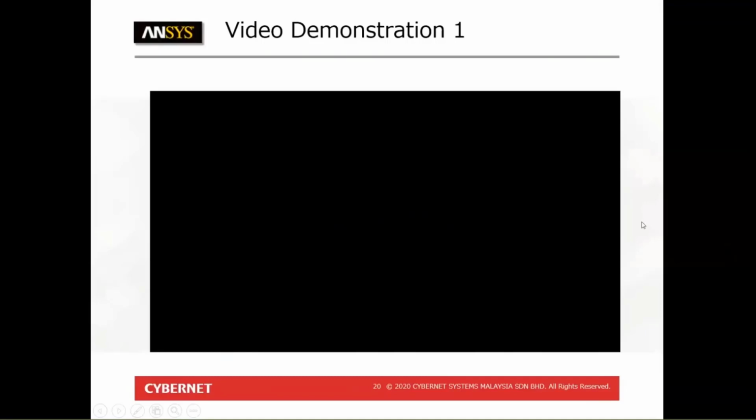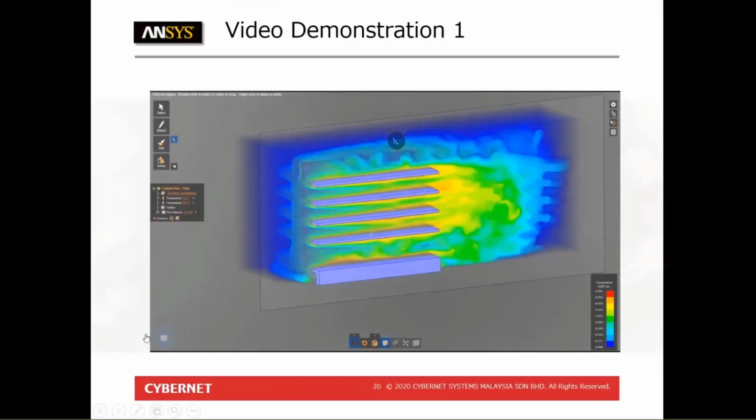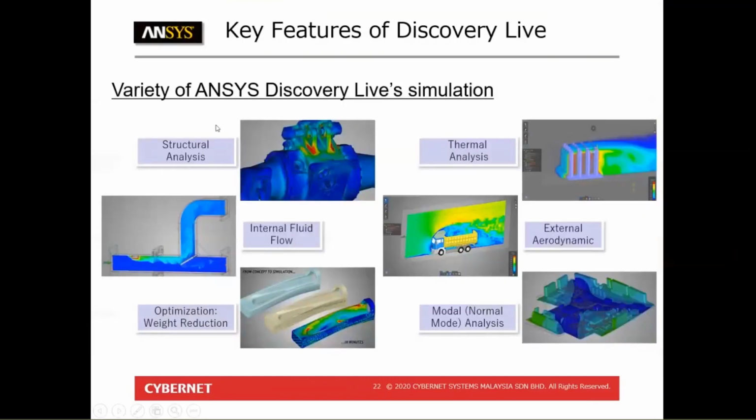So that was a little demonstration of what you can expect from Discovery Live. Okay, so what I'm going to show you right now are the key features of Discovery Live. What types of analysis can you do in Discovery Live? There is a variety of ANSYS Discovery Live simulations that you can choose from. They range from structural analysis to thermal analysis, internal and external fluid flow, modal analysis for vibration, and you can also do topology optimization in Discovery Live.